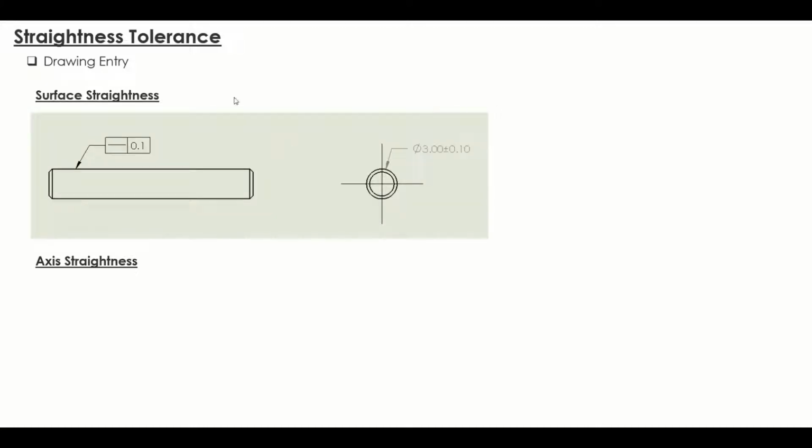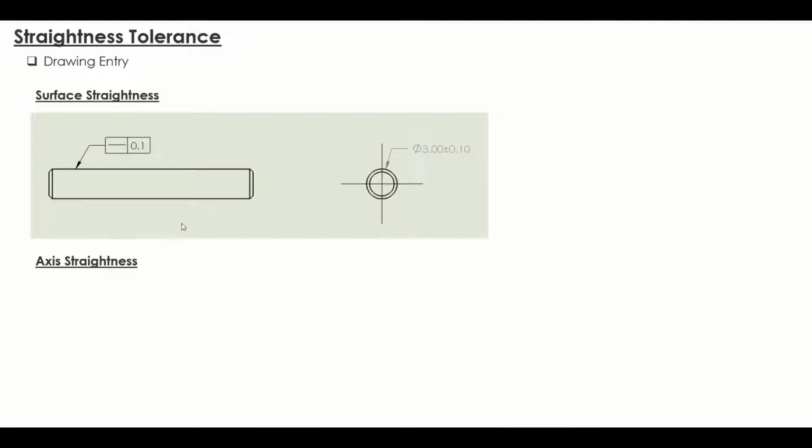The first form tolerance is straightness tolerance. Straightness tolerance can be divided into surface straightness and axial straightness. Let's have a look at the shaft example first. Surface straightness is actually the 2D version of the flatness tolerance.